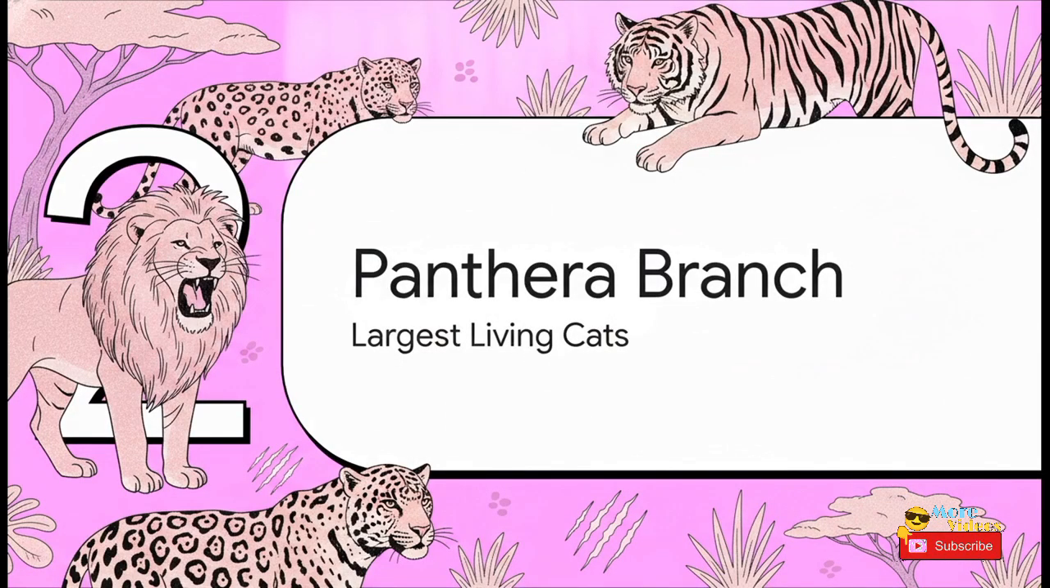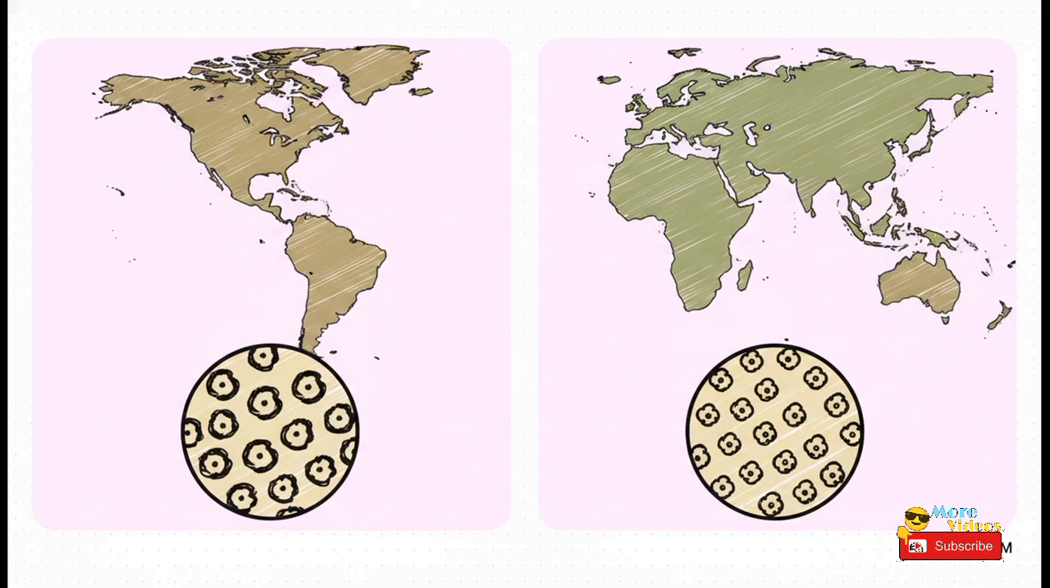Section 2. The Panthera branch. Let's settle a classic mix-up right now. Jaguars versus leopards. First off, their geography is completely separated. Jaguars live exclusively in the Americas, while leopards roam across Africa and Asia. But the real tell is their coats. Jaguars have these large fur patterns known as rosettes, and right in the middle, there's a distinct central spot. Leopard rosettes, on the other hand, are smaller and completely empty in the center.